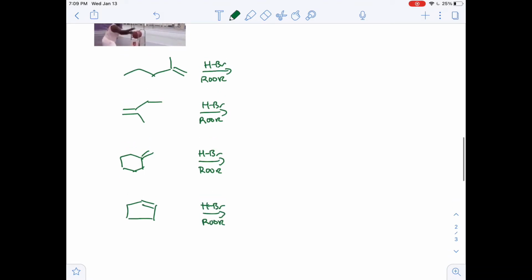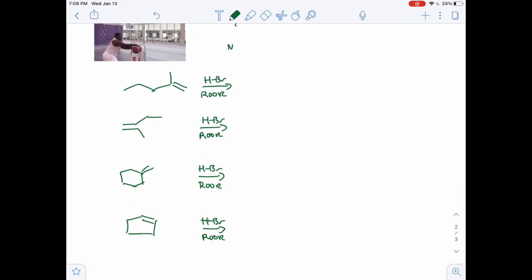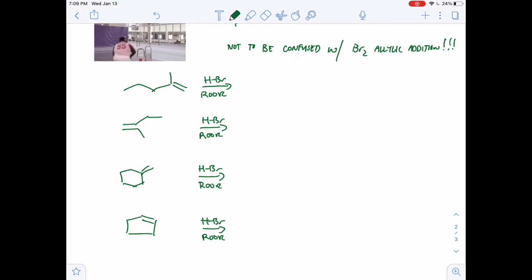We've got HBr and a peroxide of some sort, so this implies a radical mechanism, not just your typical addition. This is not to be confused with Br2 adding at the allylic position. Remember, that's totally different. If you see HBr, you still want to think addition across that double bond like you did with the ionic mechanism. But radical conditions give you anti-Markovnikov. There's that product.